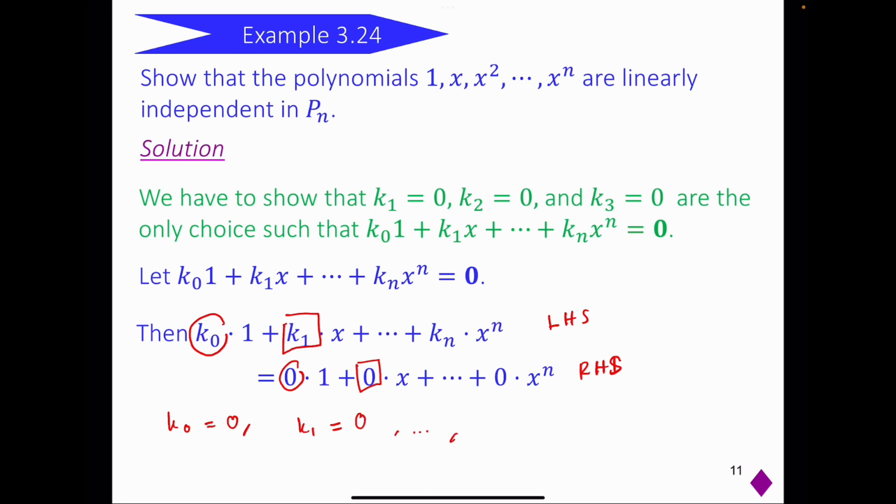And we repeat the same until we get the value of Kn, where we find that the value of Kn is also 0. That means it doesn't have any other solutions. The only solution is the trivial solution. Therefore, the set is linearly independent.